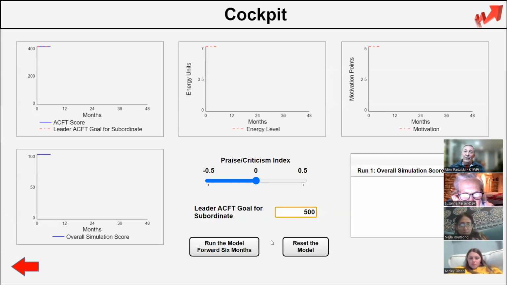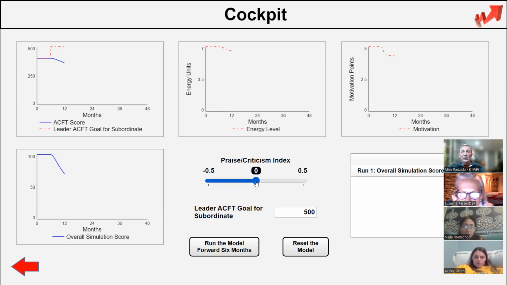Let's say now we have a goal of 500. So the goal jumped up here, right? And the person's score is falling. Overall simulation score is falling. So what are we going to do to address that? Do you want to praise them or criticize them?